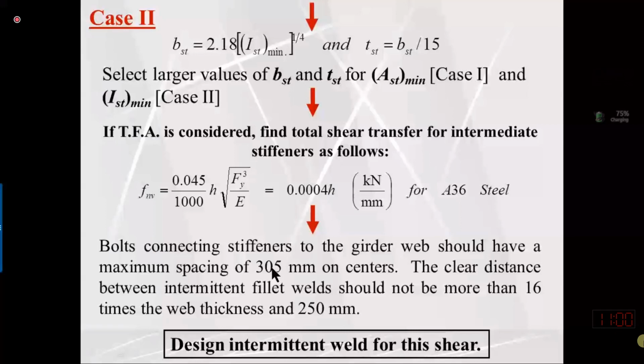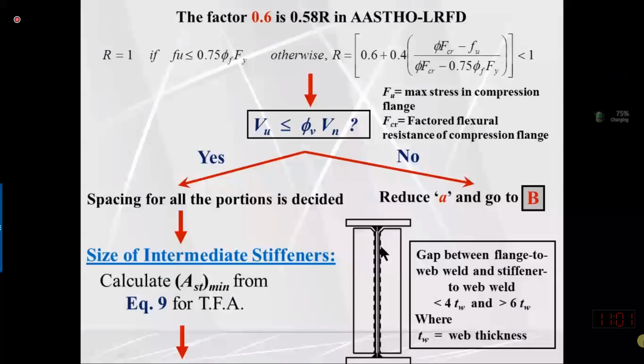But if we are providing an intermittent weld, then the spacing of the weld should not be more than the lesser value out of 16 times the thickness of the web, or 250. So if the thickness of the web is 10, then 16 times the thickness of the web will be 160. So 160 is less than 250, which means the spacing should not be more than 160. So we will provide an intermittent weld corresponding to Lw minimum with a maximum spacing of 16 times the thickness of the web or 250, whichever is lesser.